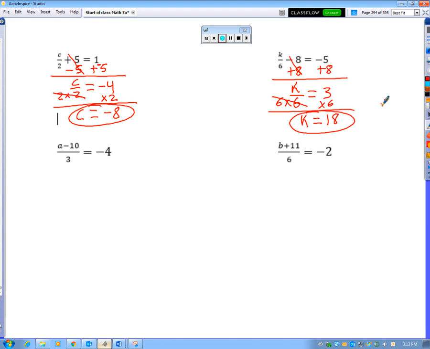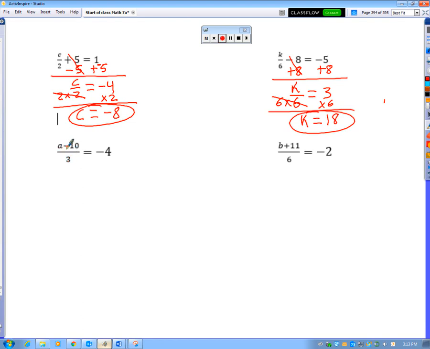Alright, now check this puppy out over here. Look at this one. This one looks a little strange, but it's not so bad. We have a minus 10 divided by 3 equals negative 4. Alright, the number we want to target first is the one that looks the easiest, the one that looks more alone. It's going to be our easier target. And that is going to be the 3. Alright, the 3 is going to be the easiest one to get rid of first, the number on the bottom.